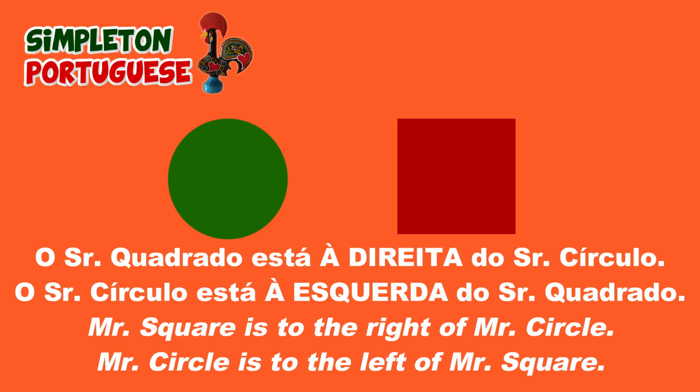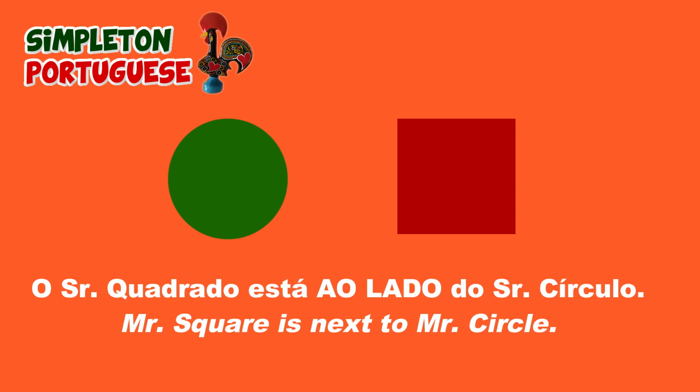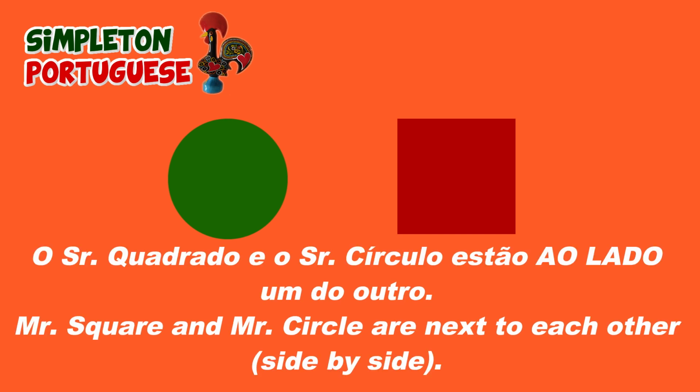With this example, we could also say o Senhor Quadrado está ao lado do Senhor Círculo. Mr. Square is next to Mr. Circle, or vice versa. Or even, o Senhor Quadrado e o Senhor Círculo estão ao lado do outro. Mr. Square and Mr. Circle are next to each other. Now something dramatic has happened. Enter Mr. Triangle, who by some unknown means has reached an enviable position.